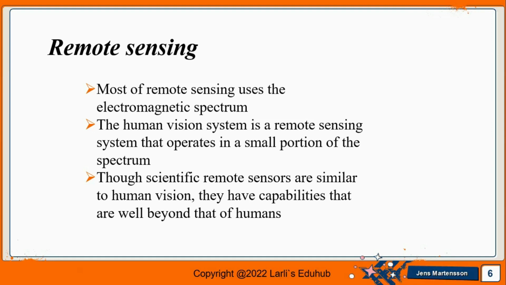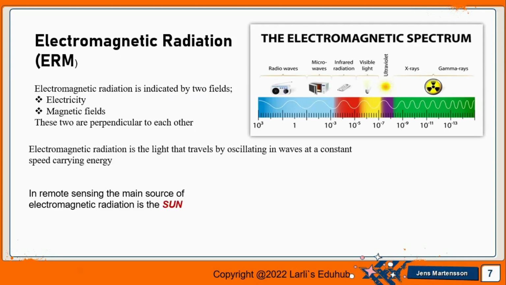However, remote sensing is more enhanced than the human eye because it is able to see beyond human vision. So remote sensing can sense electromagnetic radiation like gamma rays, beta waves, microwaves, infrared, and ultraviolet rays, but the human eyes cannot see or sense these. So this is why remote sensing has capabilities beyond those of the human eyes.